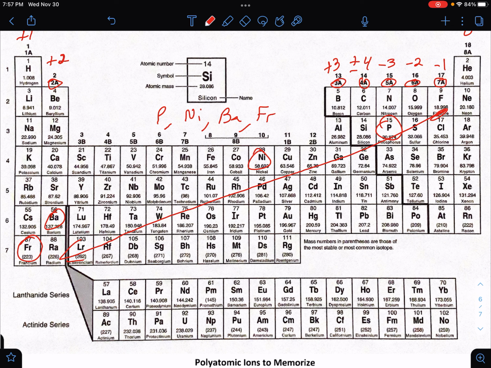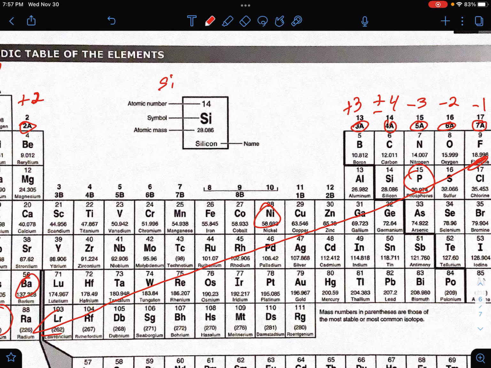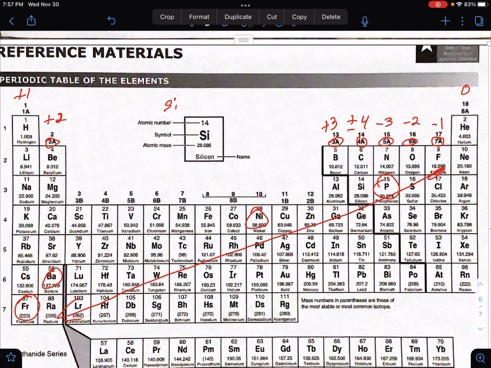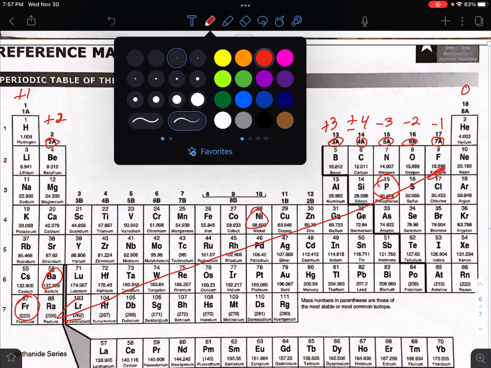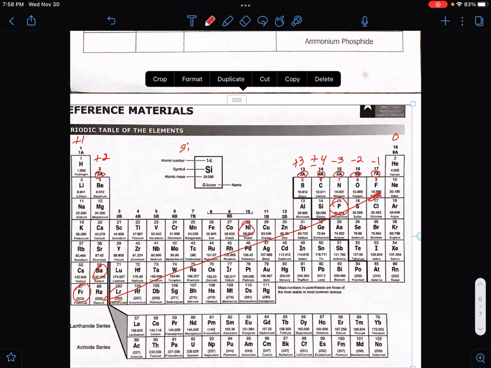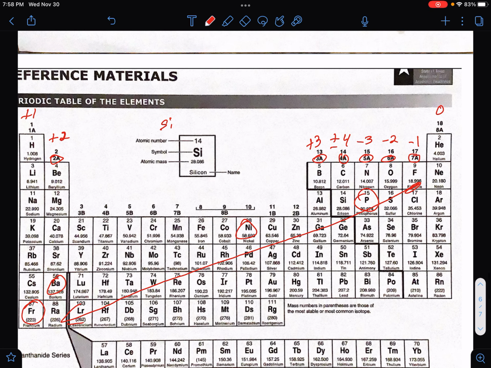Okay, looking at the next problem, if you have your paper next to you, I'll go ahead and write it down here so I'm not scrolling so much. My options are silicon, aluminum, chlorine, and magnesium.